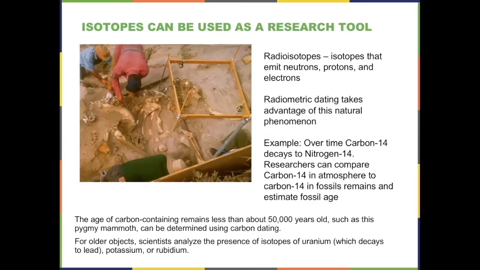So isotopes can be used as a research tool, particularly in figuring out the age of a sample. This is what is called radiometric dating, and it takes advantage of the fact that a lot of times some of those atoms that have the extra neutrons in it, some of the heavier isotopes, are actually unstable. So they don't remain the way they are. Over time, they will decay and turn into something else. So in figuring out then the ratio of these isotopes that are left, you can actually figure out how old a particular sample might be.